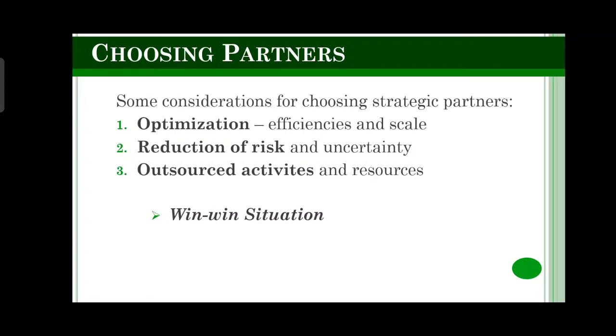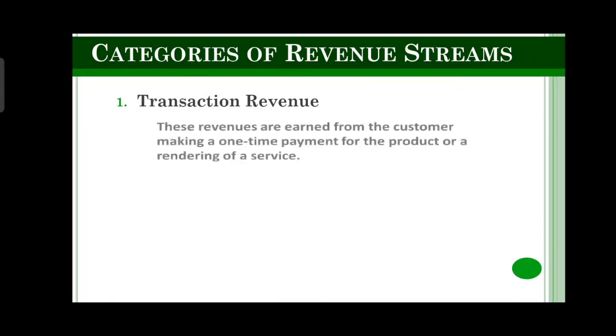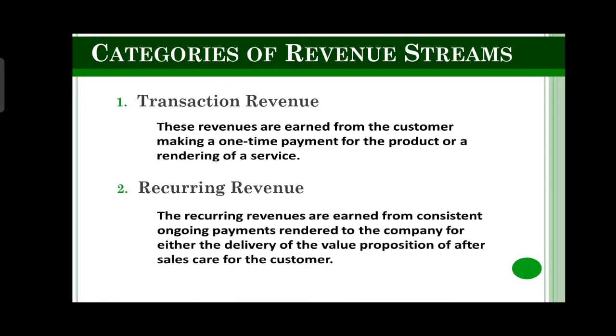So ayan, there are also categories of revenue streams class for you to help you categorize ang inyong revenues. Na transaction revenue, na po recurring revenue. Ang transaction revenue mo ni siya ang revenues na earned sa usa ka one-time payment, no, of a product or a service nga na-render. Ang recurring payments mo ni siya ang earned from consistent ongoing payments rendered to the company for either the delivery of value proposition or sales care for the customer.